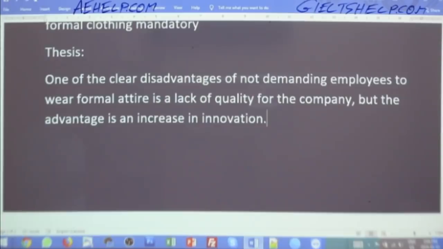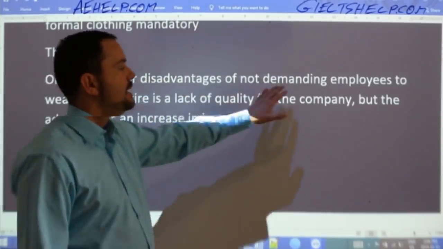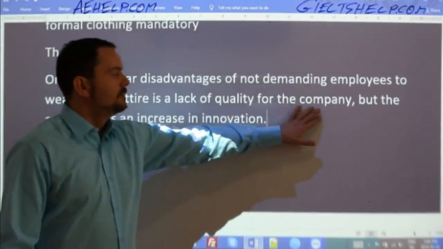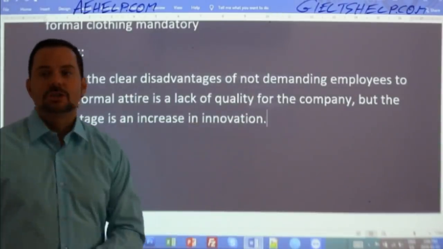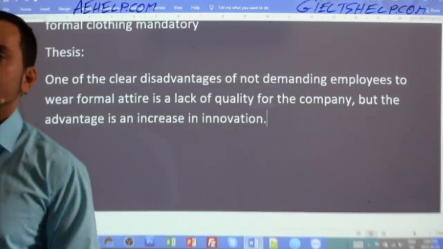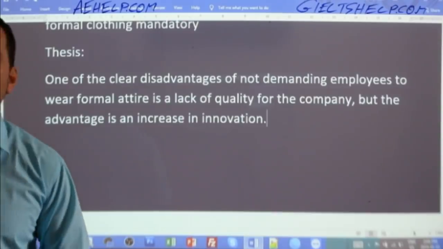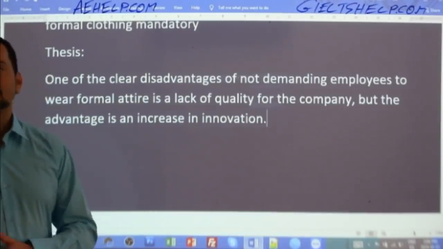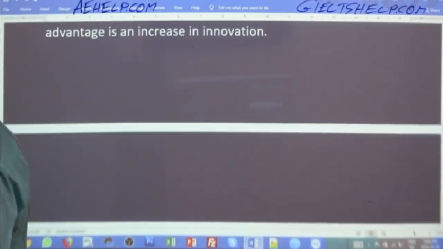Here's mine. One of the clear disadvantages of not demanding employees to wear formal attire is a lack of quality for the company, but the advantage is an increase in innovation. Okay, that would be a very good thesis for this question. That would be a Band 9 thesis. Okay, just waiting for your thesis statements. I'll structure the introduction meanwhile.